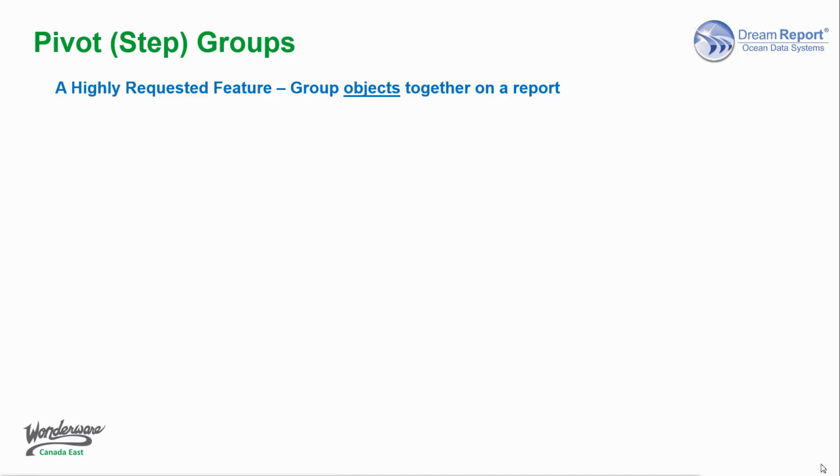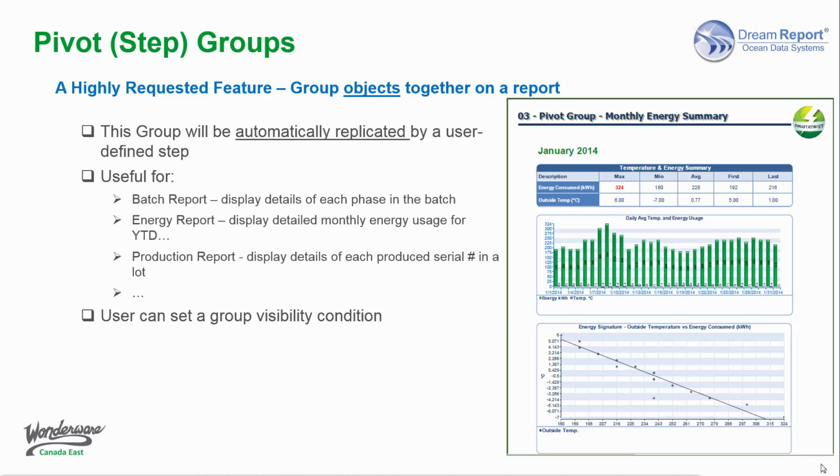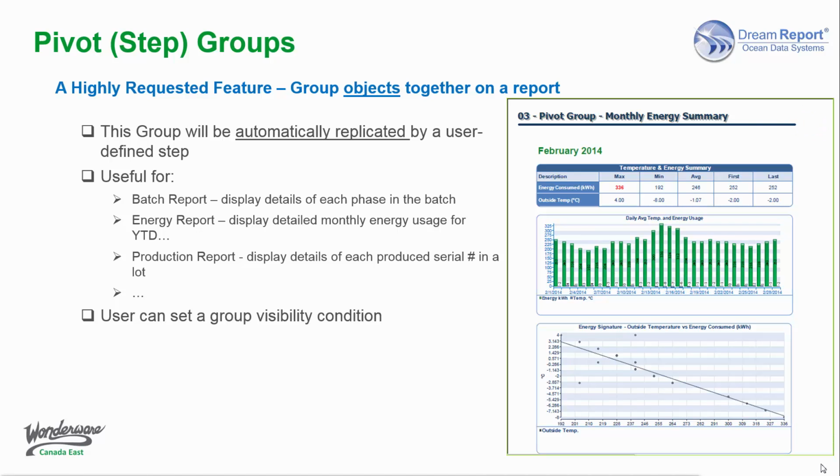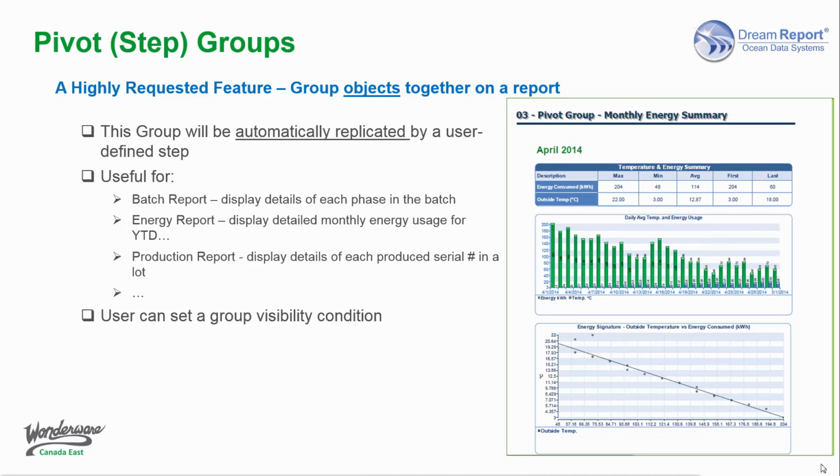For the pivot or step groups, this highly requested feature allows you to group a set of objects on a report and replicate them across multiple pages based on some user-defined step or period. This might be useful in a batch report, where you want to break down the report based on batch phases or steps, and replicate the tables, charts, and data objects for each step or phase. Or you might have a monthly energy usage report that you want to replicate each page of the report for each month of the year, as shown in this example.